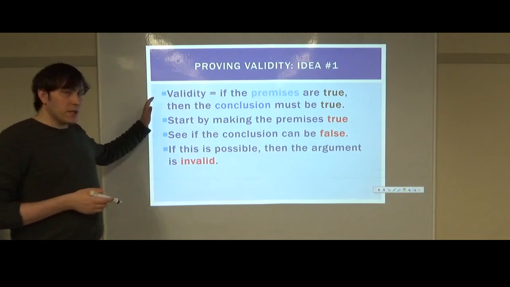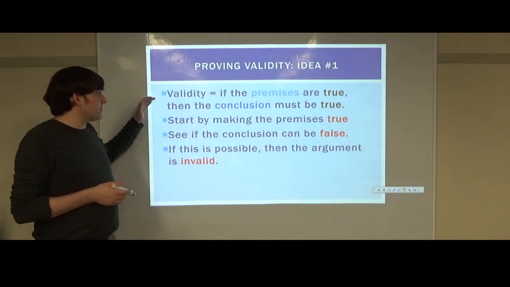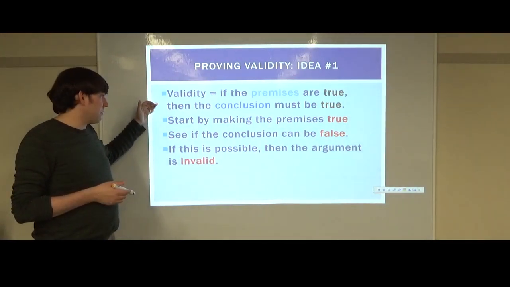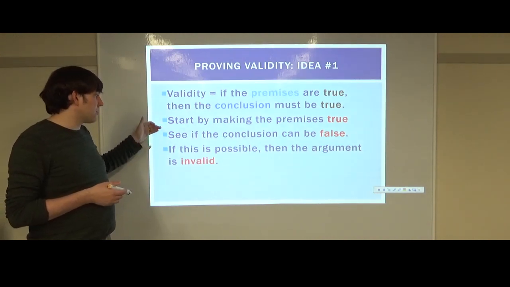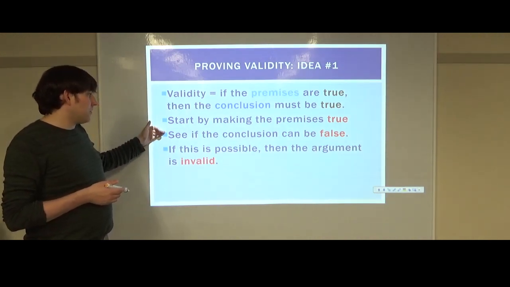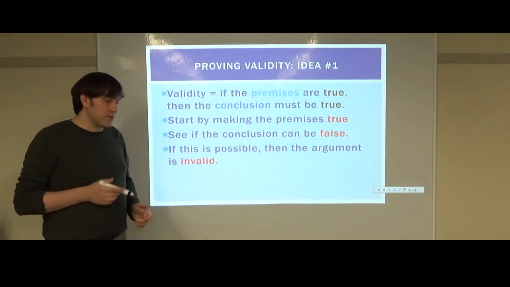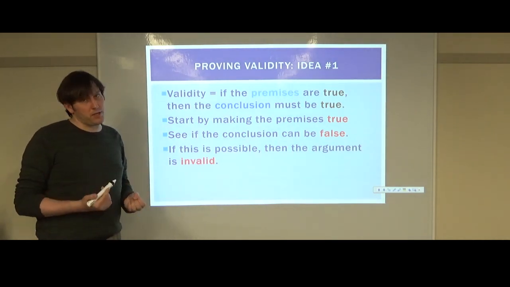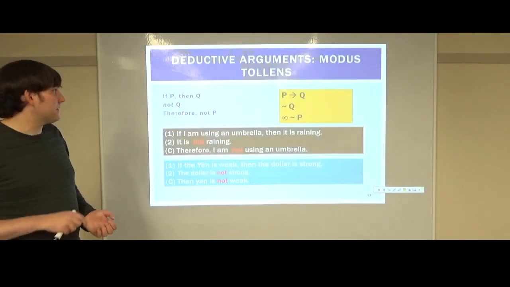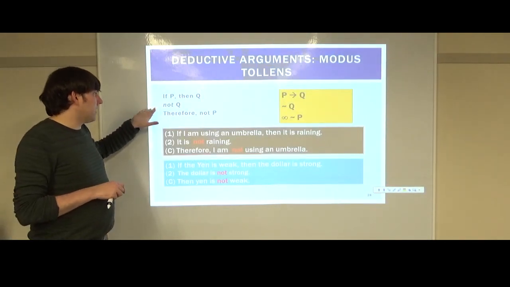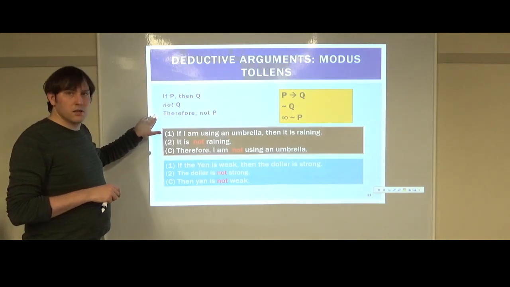So again, validity is the idea that if the premises are true, the conclusion must be true. So we start by making the premises true, and we see if the conclusion can be false. If this is possible, the argument is invalid. If this is not possible, the argument is valid. So let's do modus tollens. So if P then Q, not Q, therefore not P.